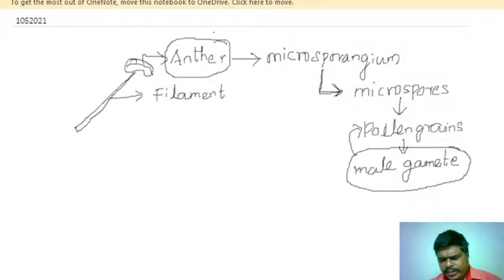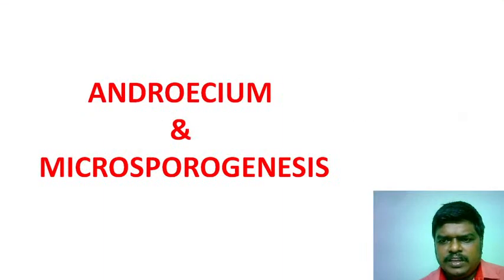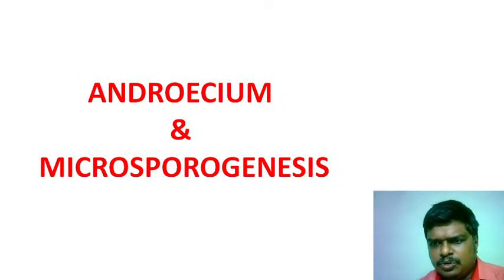Now, these two things, the anther and filament, all together we call stamens. Now I'm going to explain the process to you in detail. So now we can move on and learn about the androecium and microsporogenesis.